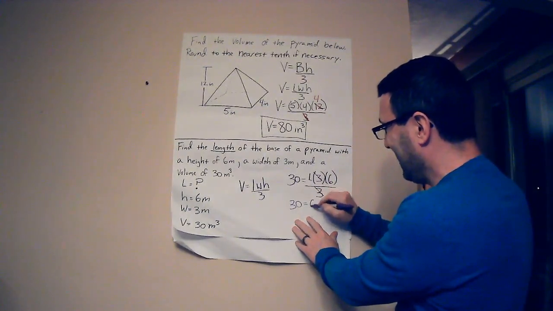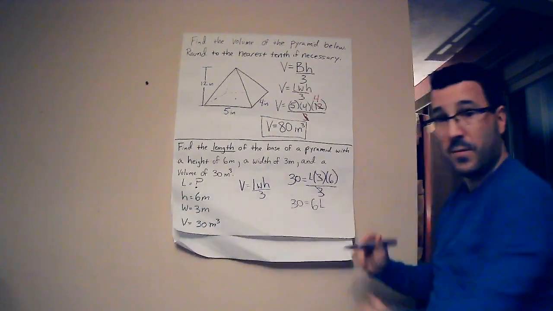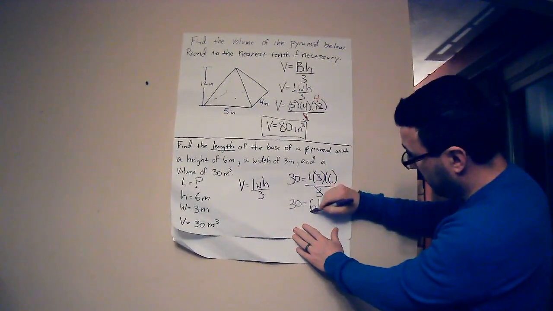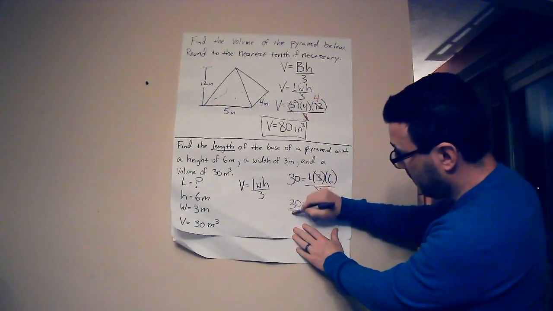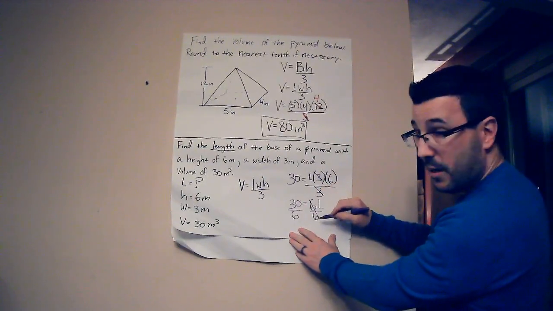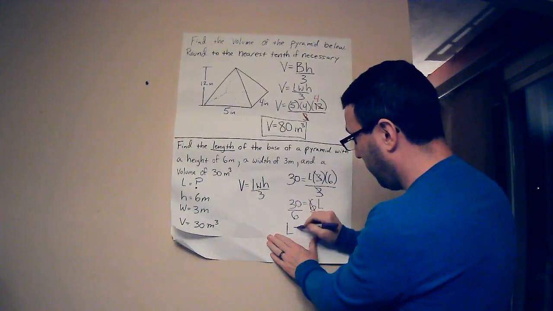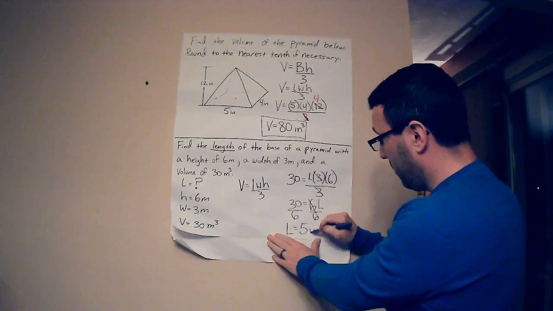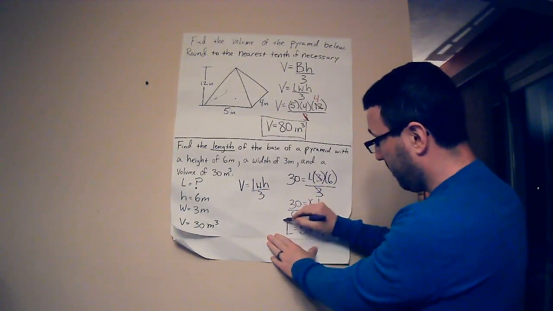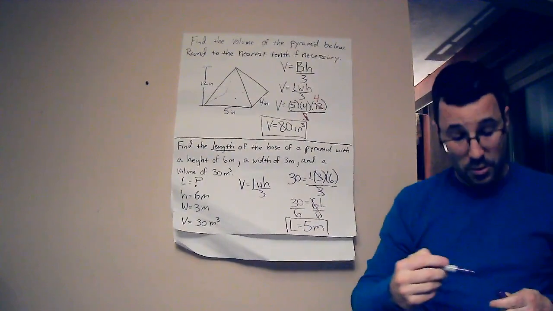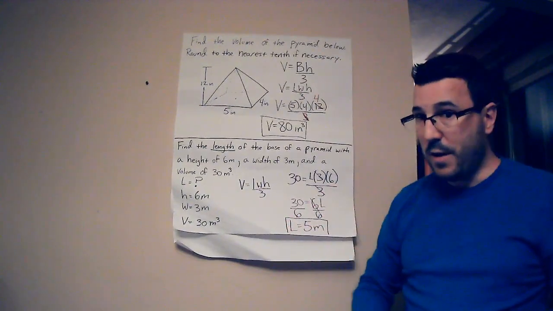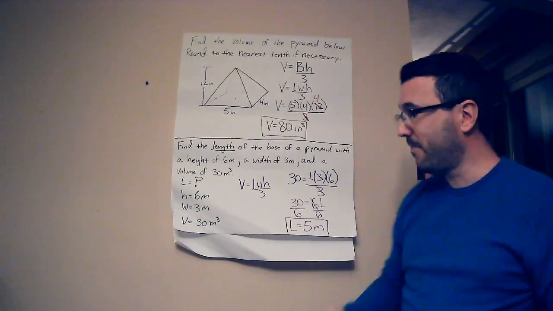I'm going to rewrite this now. 30 equals 6 times the length. Now, all I have to do is divide by 6 on both sides. That crosses out. And my length is 5, and what was our unit? Meters. 5 meters. So, right there, that's finding the volume of a pyramid. Not too bad, just now you have to remember that you have to divide by 3.